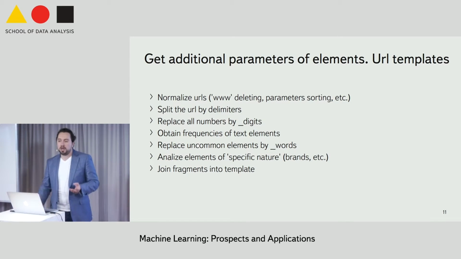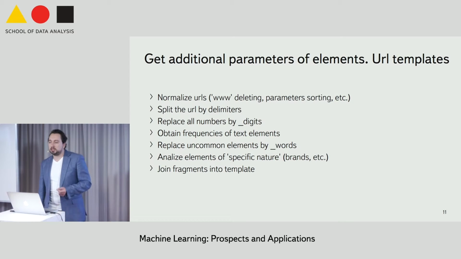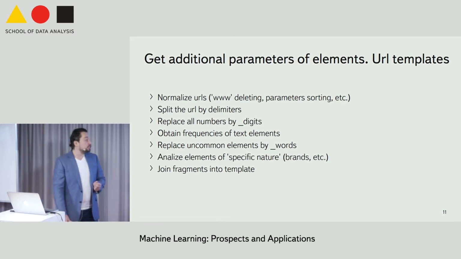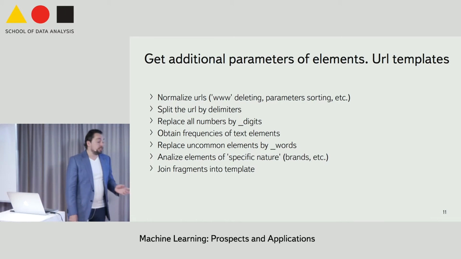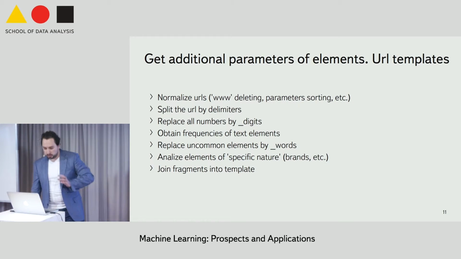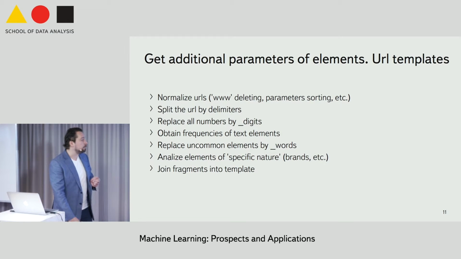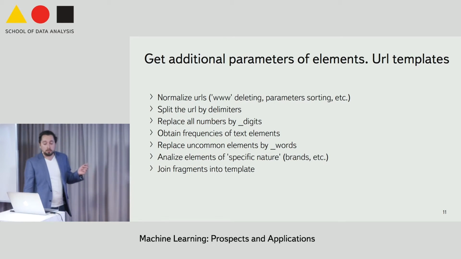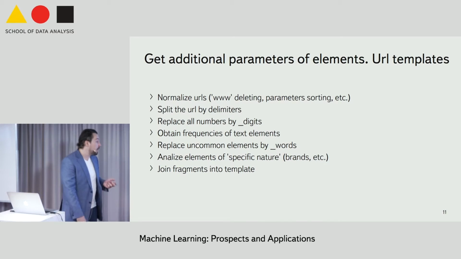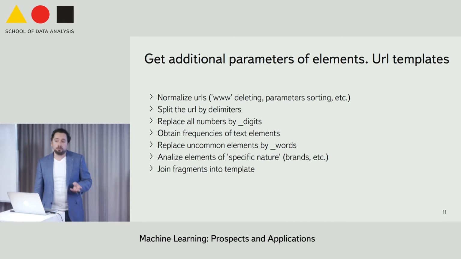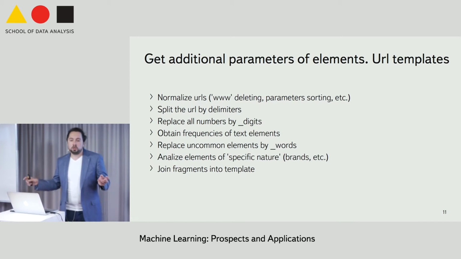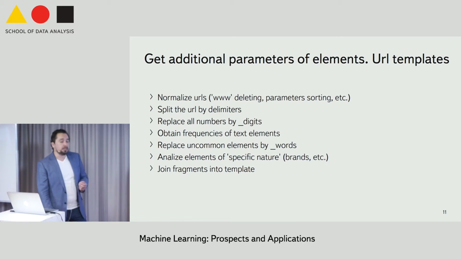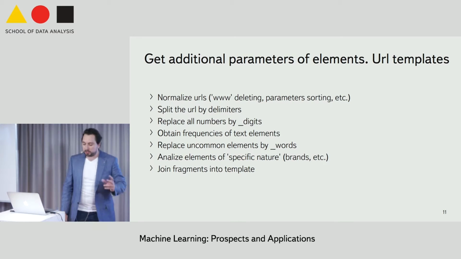And we can compare these 2 pages, and if this URL doesn't change the content of the page, we will delete these parameters from URLs. Then we can split our URL by delimiter, replace all numbers by the special word "digits", and we can obtain frequencies of text elements from our URLs, and we replace uncommon elements by one more special word.